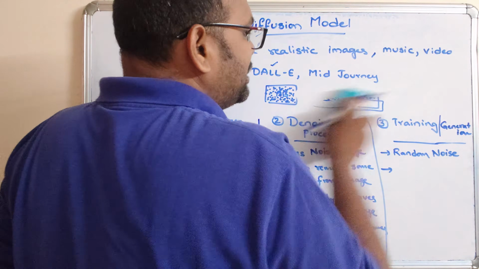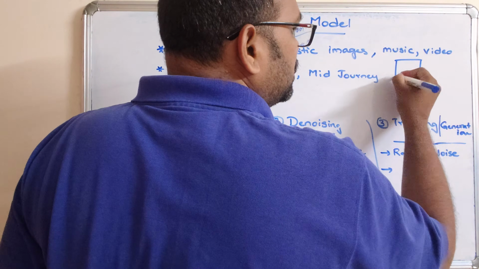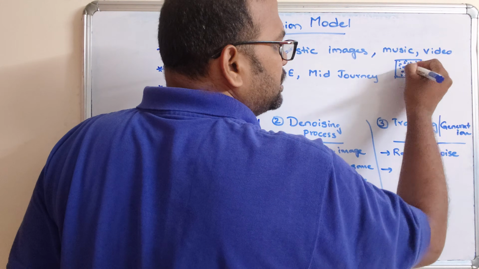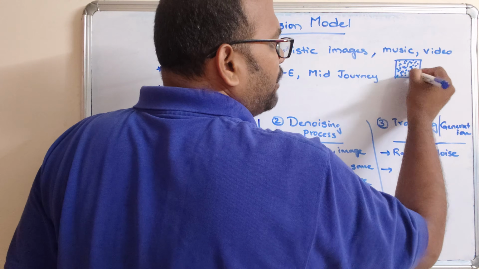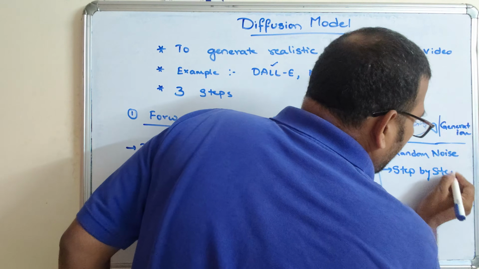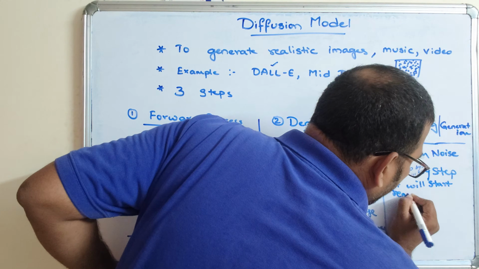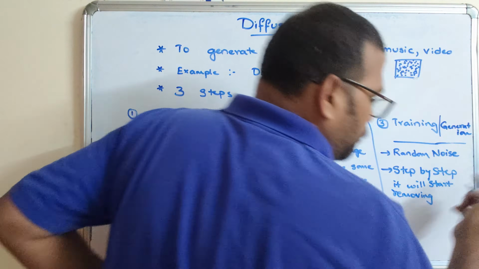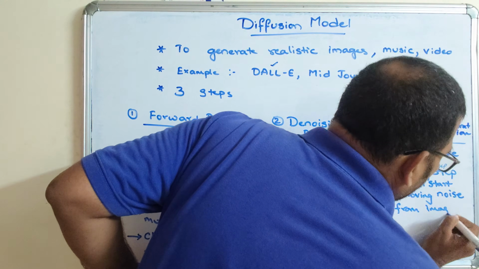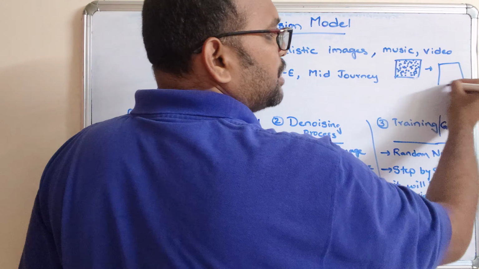Now how it generates means, it will take the random noise. So let us take the random noise. This is a random noise. The image is completely full of noise. And what happens? Slowly, step by step, it will start removing noise from the image. Slowly from this image, some noise will be removed.